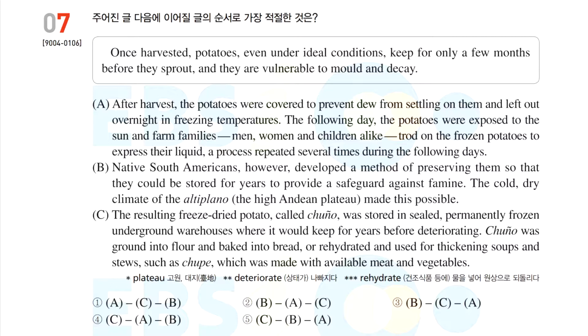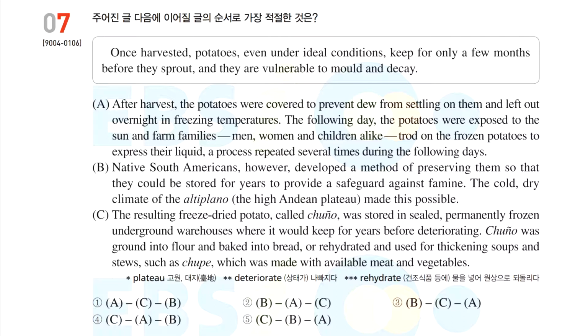After harvest, the potatoes were covered to prevent dew from settling on them and left out overnight in freezing temperatures. The following day, the potatoes were exposed to the sun, and farm families, men, women, and children alike, trod on the frozen potatoes to express their liquid, a process repeated several times during the following days.